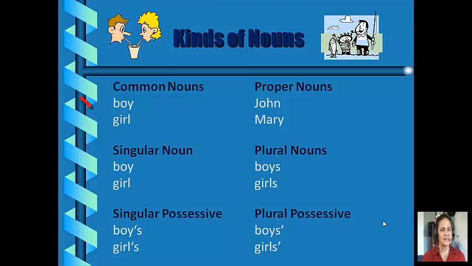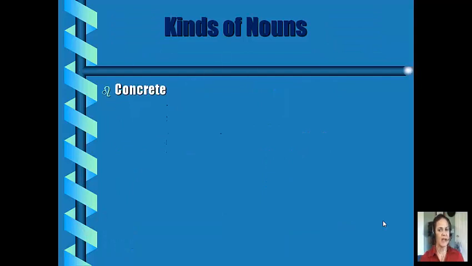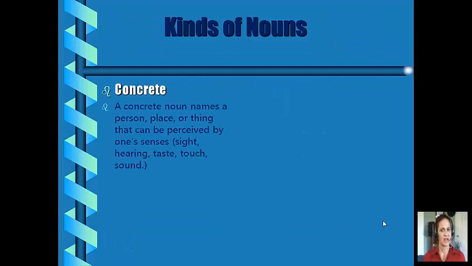So in our basic kinds of nouns, we have common, proper, we have singular, plural, and we have possessive singular and possessive plural. Then we have concrete nouns. A concrete noun names a person, place, or thing that can be perceived by one's senses. We have sight, hearing, smell, taste, and touch. So if it can be perceived in those ways, it's considered to be a concrete noun.